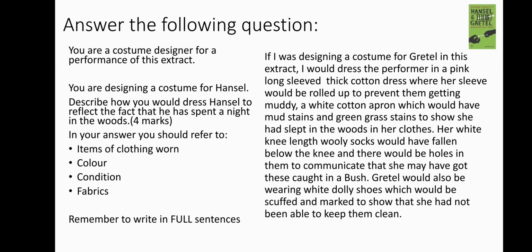Now have a go at answering the following question. You are a costume designer for a performance of this extract. You are designing a costume for Hansel. Describe how you would dress Hansel to reflect the fact that he has spent a night in the woods. 4 marks for this question. In your answer, you should refer to items of clothing worn, colour, condition and fabrics. You are writing this answer in full sentences in your books. On the right of this image, you can find an example to help you.